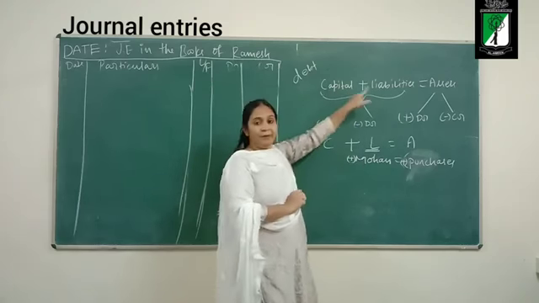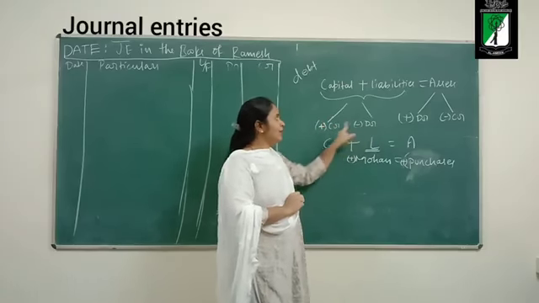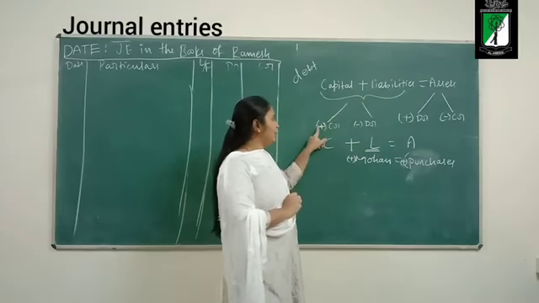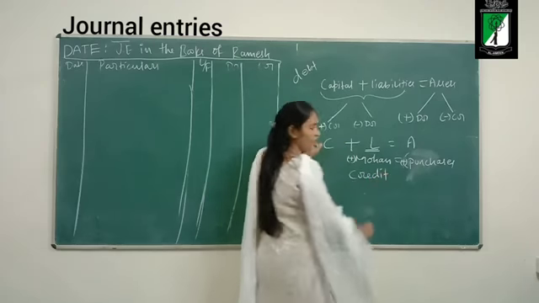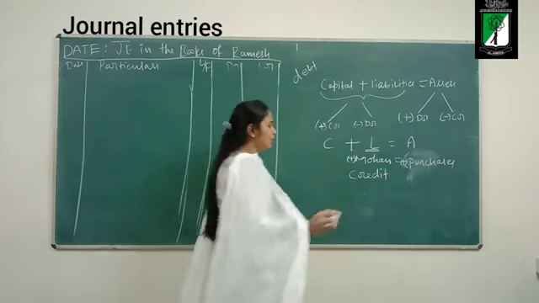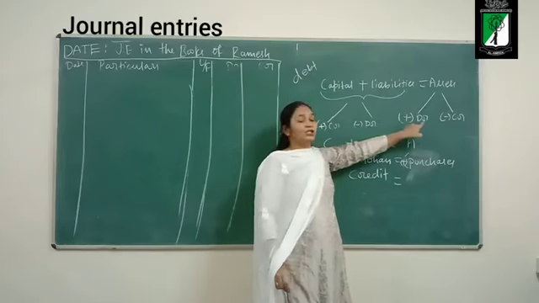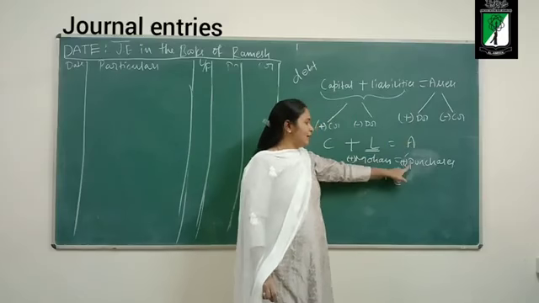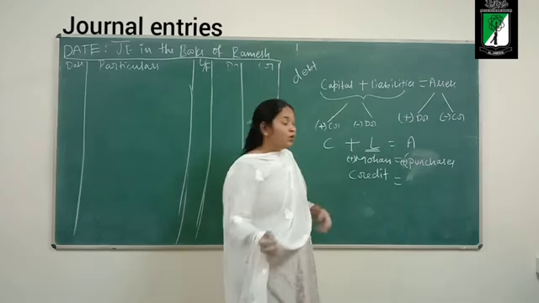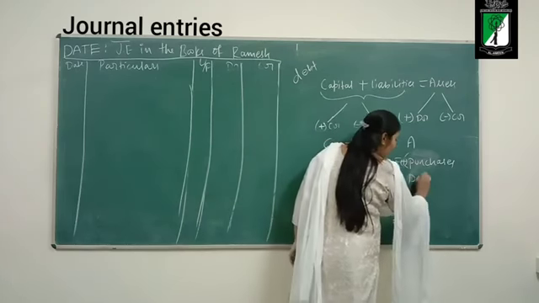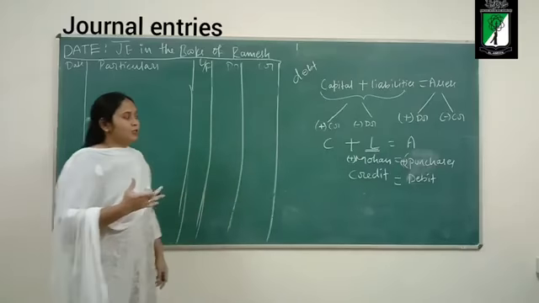For capital and liabilities, the rule is similar. Increase should be credited, decrease should be debited. So what is happening to my liability? It is increasing. So I should credit, according to the modern approach. Now I am purchasing goods. Goods are assets. Increase in assets should be debited, decrease should be credited. What is happening to my purchases? It is increasing. So I should debit.